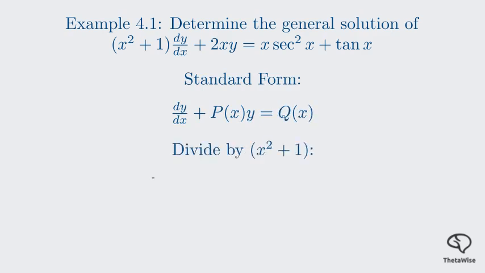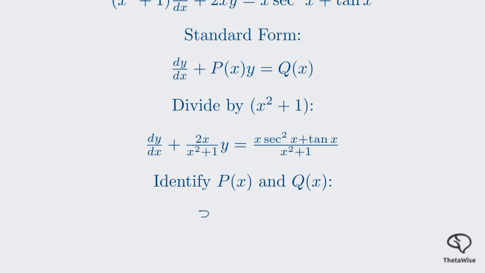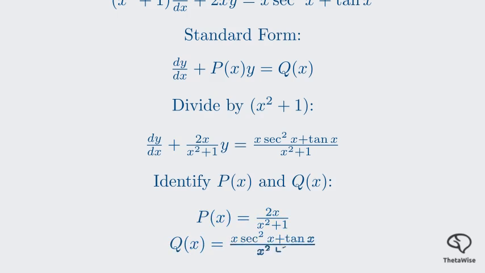Doing that gives us dy/dx plus 2x over x squared plus 1 times y equals x secant squared x plus tangent x, all over x squared plus 1. Now we can identify p of x and q of x. p of x is the term multiplying y, which is 2x over x squared plus 1, and q of x is everything on the right side.